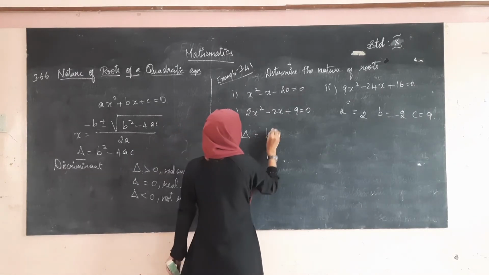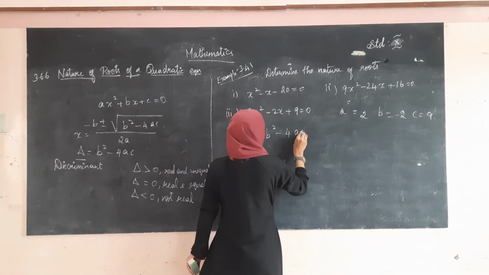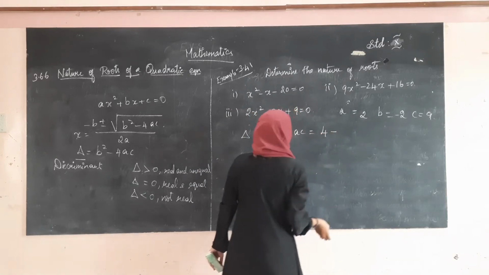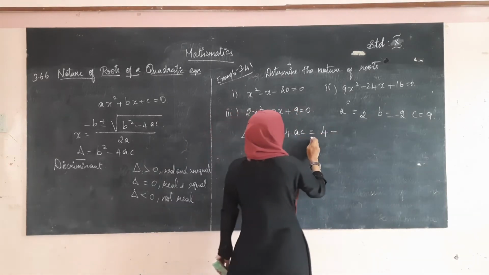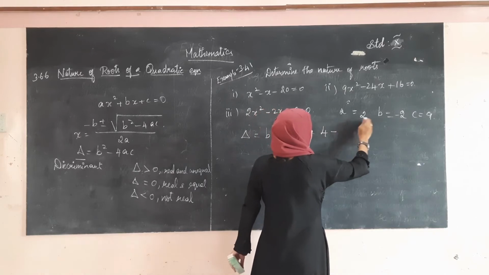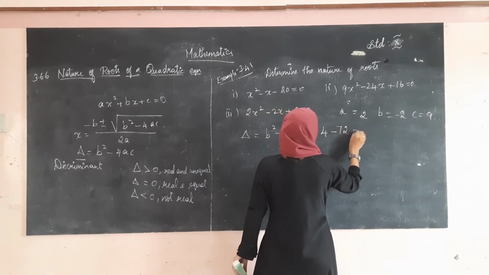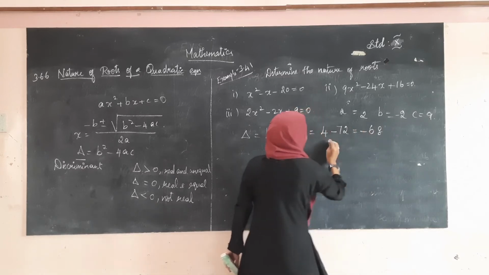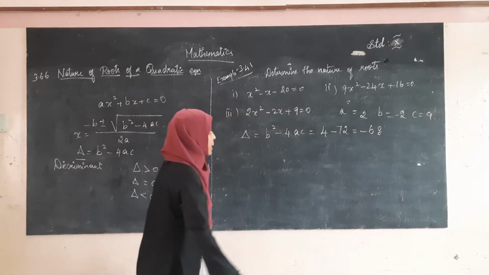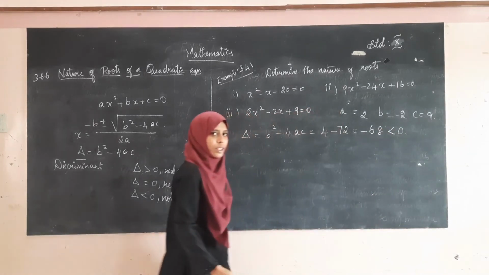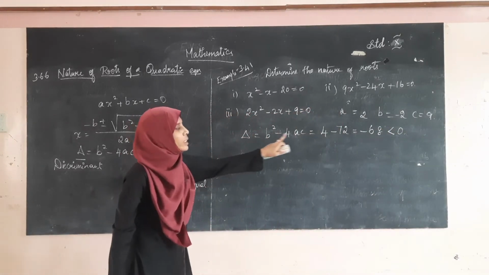Del is equal to B square minus 4 into A into C. What is B square? Minus 2 the whole square is 4, minus 4 into A into C. 4 2s are 8, 8 into 9 is 72, which is equal to minus 68. 4 minus 72 is minus 68. Minus 68 means the value is less than 0, right? The value is less than 0. Therefore, del's value is less than 0.